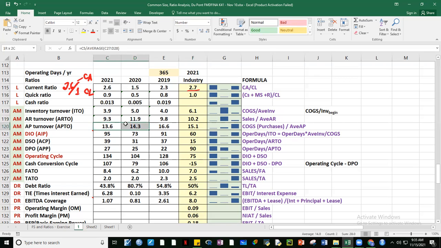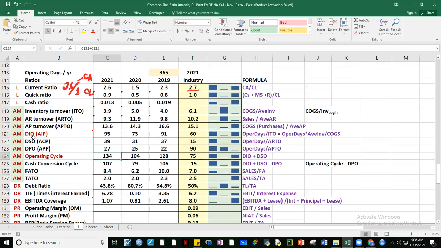Okay, how many times a year does the company buy on account raw materials, for example, and then pay their suppliers? Okay, so 15.1 times. Okay, si competitor. We'll look at the implication of this as we go along.